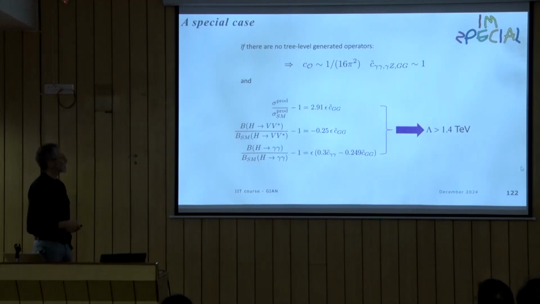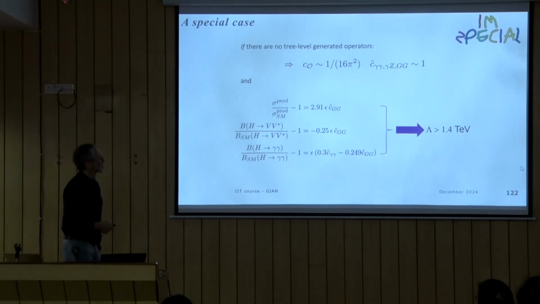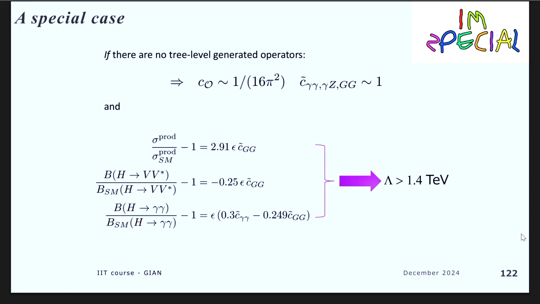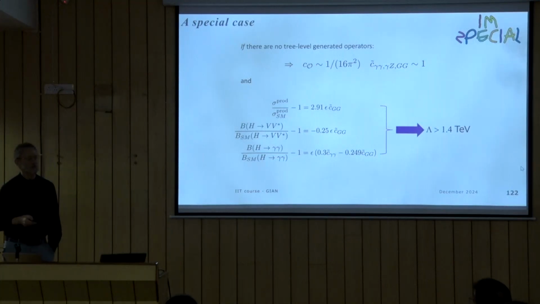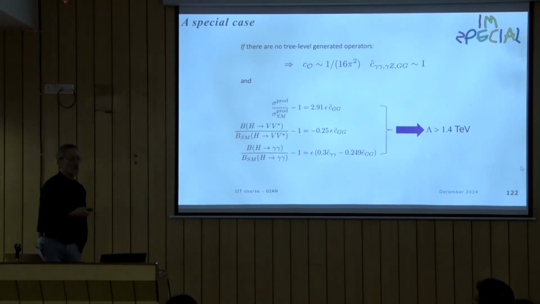And we have certainly enough data, three data points for two coefficients. Pretty good. And so we can put a limit on lambda based on this. Is basically that you kill those tree-generated operators by hand. Not by hand, I choose the right model, supersymmetry. I choose the right model. There are models where there are no tree-level generated operators.